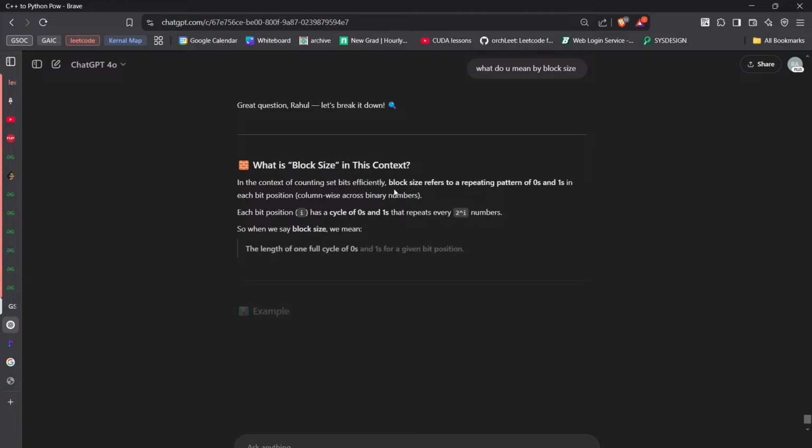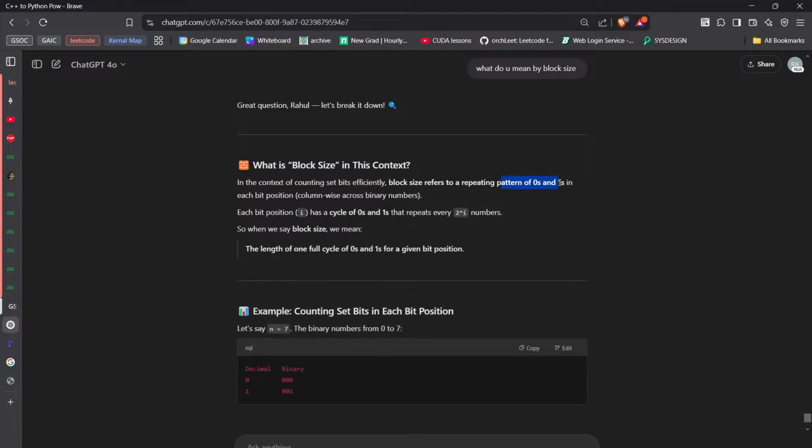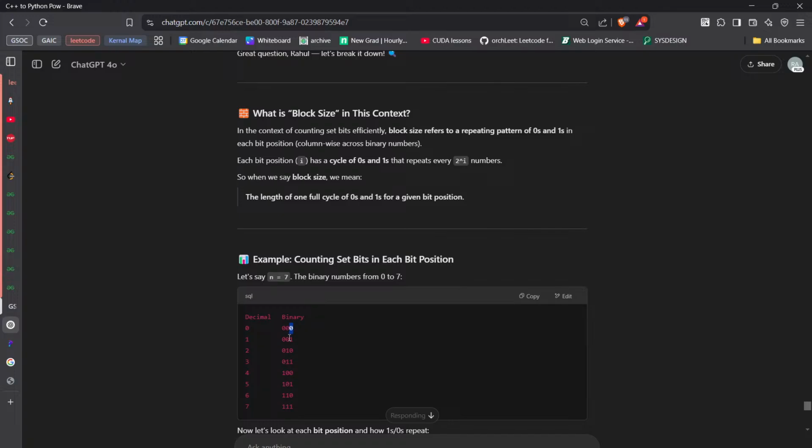In the context of counting set bits, block size refers to repeating patterns of 0 and 1, column-wise for each bit. Each position i has cycles of zeros and ones that repeat every 2 raised to i numbers. So for position 0, 2 raised to 0 is 1, this repeats after every one step. For the first position from the left, it repeats after 2 raised to 1, 2 steps. So 0, 0, repeat, 1, 1, repeat.